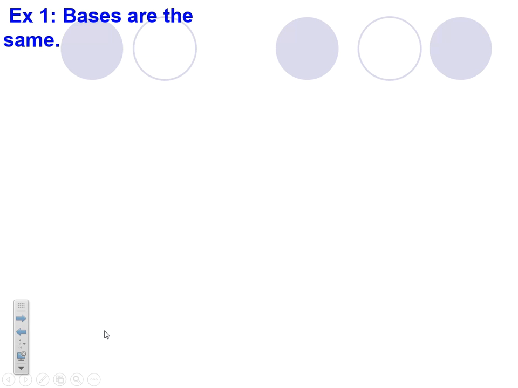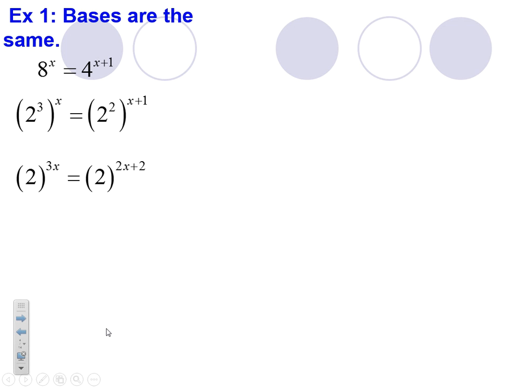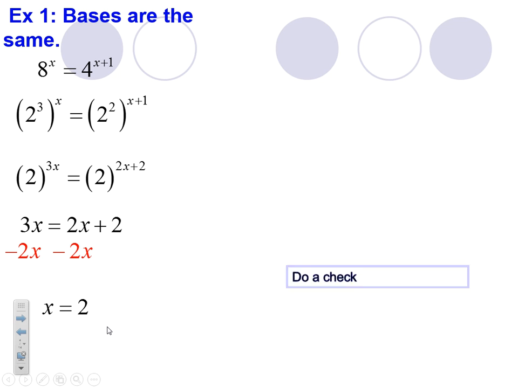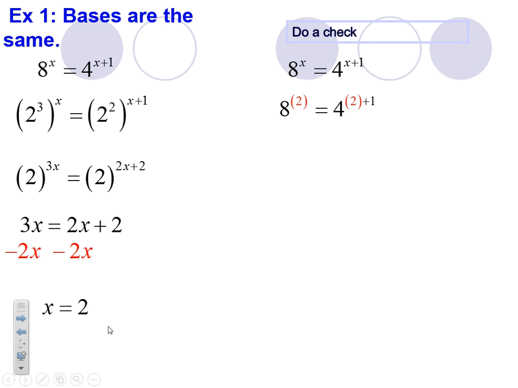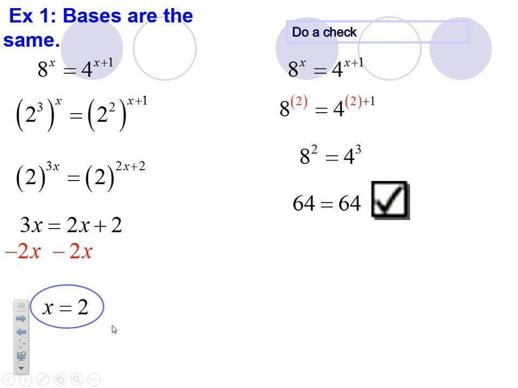Let's look at the first example when our bases are the same. In this problem, it looks like they are different, but we can rewrite the 8 and the 4 so that both have a base of 2. Then we just equate our exponents and solve the equation. And of course, we get x equals 2. We have solved equations like this in coordinate algebra and during class. We always want to do a check to make sure that we have solved the equation correctly and that we don't have any extraneous solutions. And of course, x equals 2 is the solution because it does check.